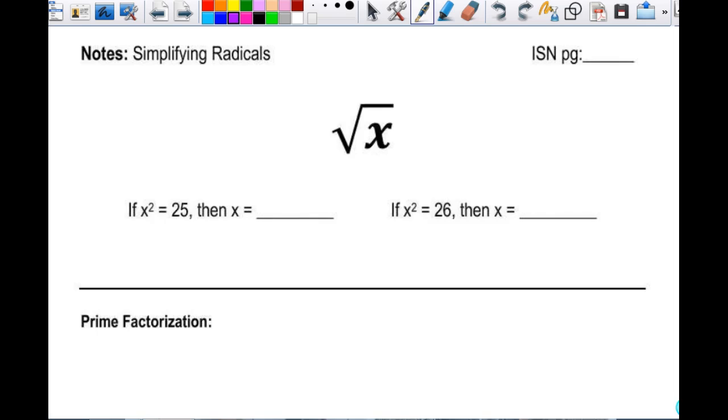If x squared equals 25, then what is x? It's like a knife through my heart, people. Come on, you know what's missing. Plus or minus. Plus or minus 5. That's huge.